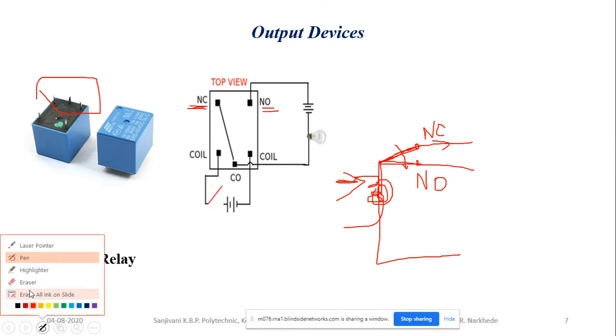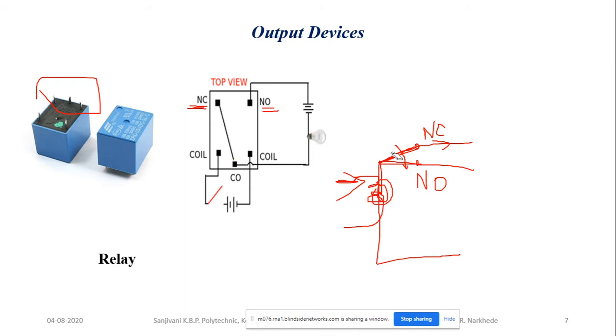So when the NC contact opens, what happens at that time? The device which is connected to the NC contact will de-energize or stop working, and the device which is connected to the NO contact will get energized or start working. This can be explained with the help of this example. So this is a lamp. Now, this is my DC supply which I have connected to the coil, and with the help of one switch I am going to energize the coil and de-energize the coil.